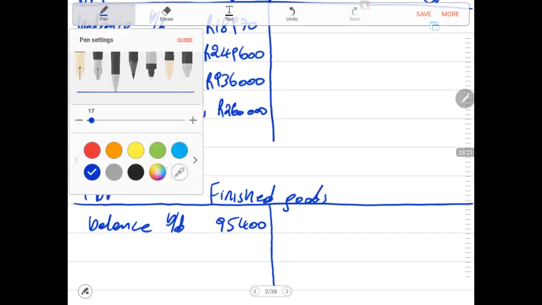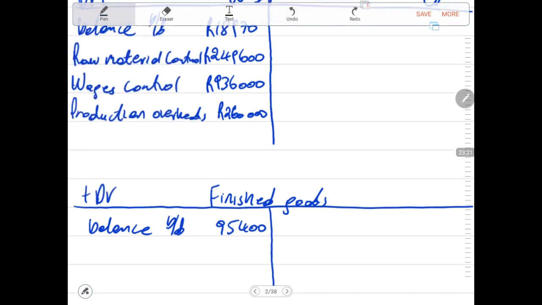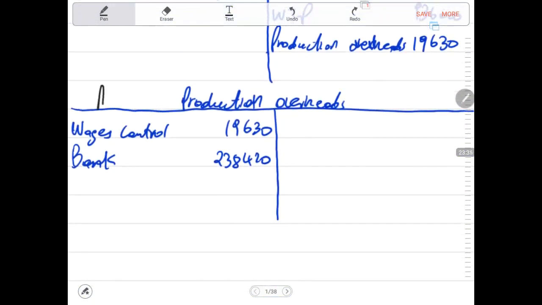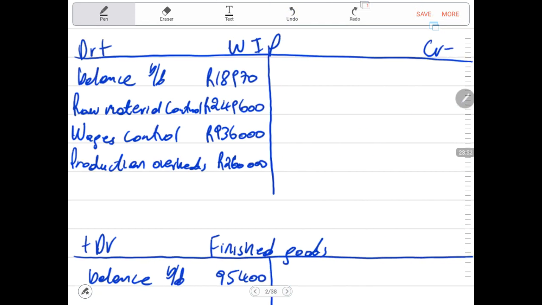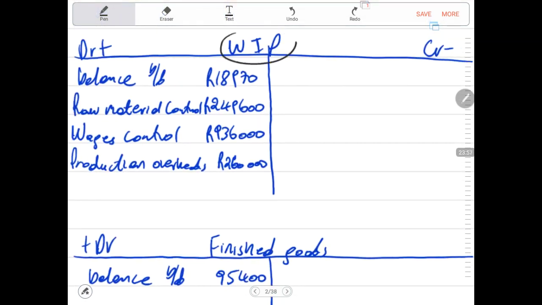Remember, I highlighted to you before. I said that on the debit side of the production overheads we record actual overheads, and this is the actual indirect wages, the actual other overheads that we paid for in cash. Then on the credit side we record the applied overheads. Where is the applied overheads coming from? It is coming from the ledger account called work in progress.